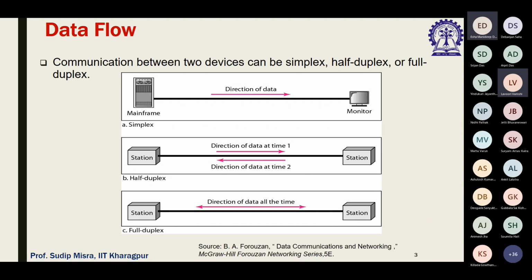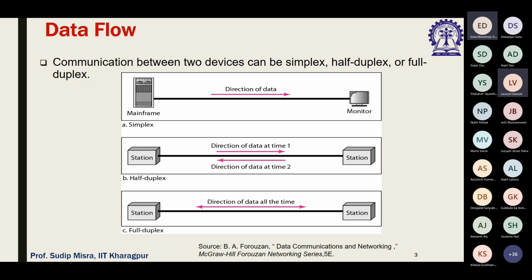So look at the figure in front of you. The first one is the simplex, second one is the half duplex, and the third one is the full duplex. These three terms you will be encountering quite often in not only this course, but if you take up a career in communication networks, these are the terms that will become the bread and butter for you. These terms you should really understand very, very well.